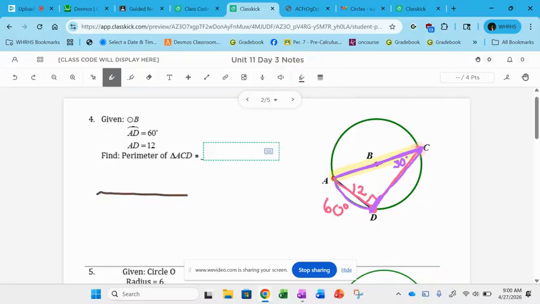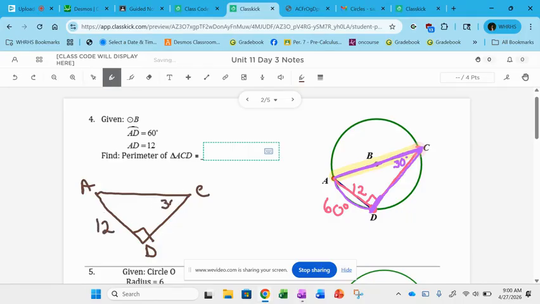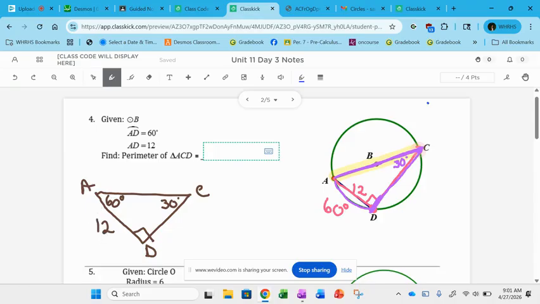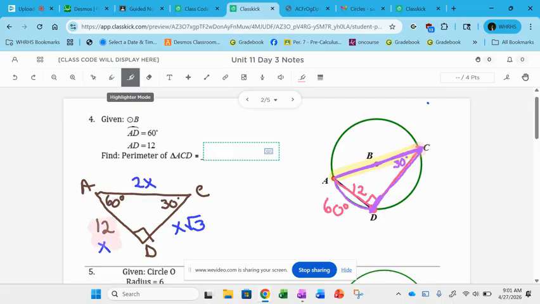So now I'm going to redraw A, C, D. I know that AD is 12. Angle C is 30. That means angle A is 60. So now we have to remember that across from the 30 is x, across from the 60 is x root 3, and across from the 90 is 2x. If I'm going too fast, just tell me to slow down. So now, do we agree that x has to equal 12?